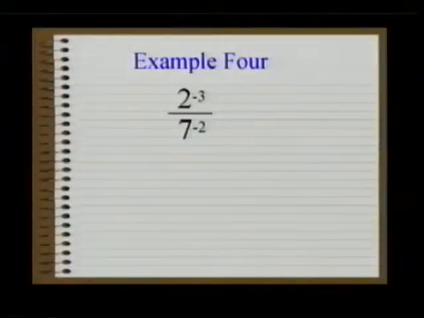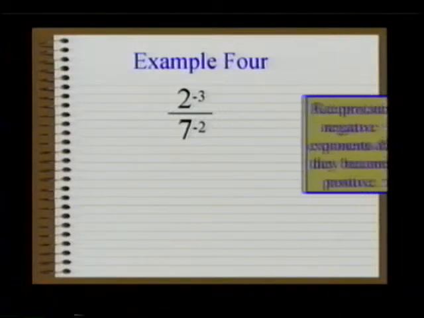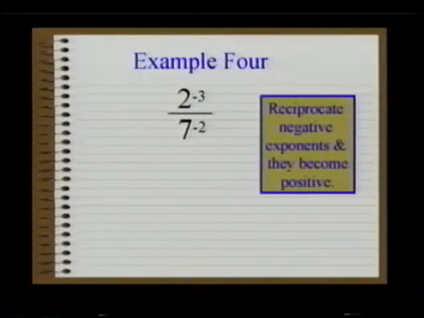Uh-oh. Now in this case, the negatives don't have power over everything. For instance, the negative 3 only has power over the 2, and the negative 2 only has power over the 7. So you only reciprocate what it has power over. If we reciprocate them, they become positive. And we love positive. We know all the rules of positive.